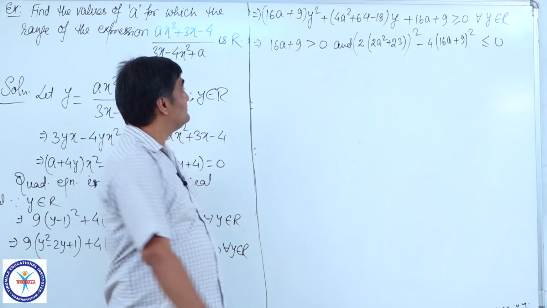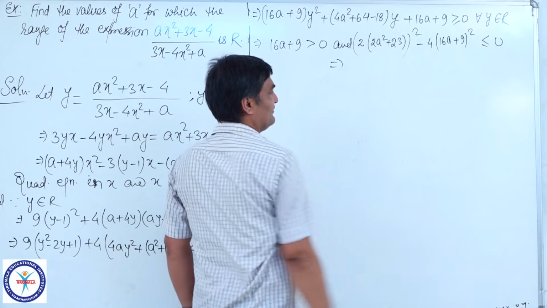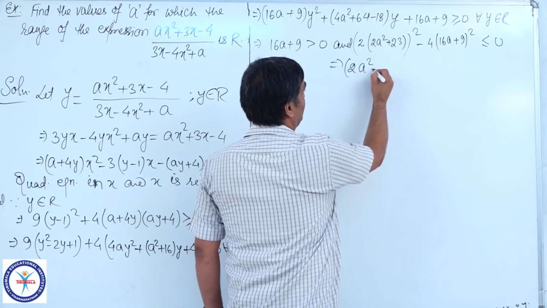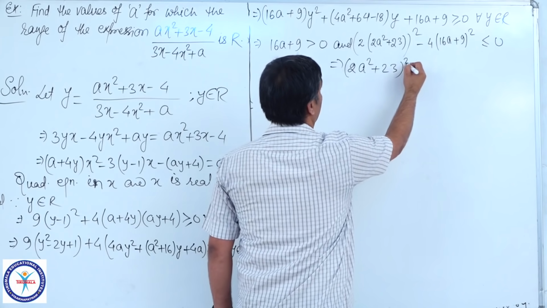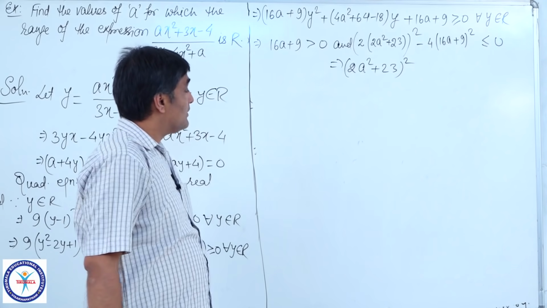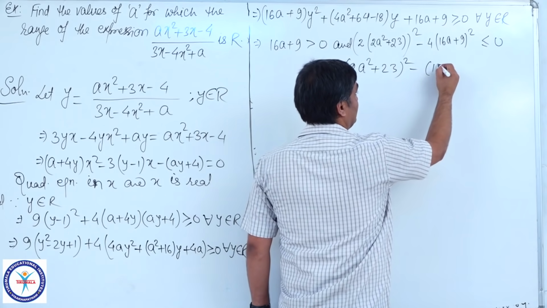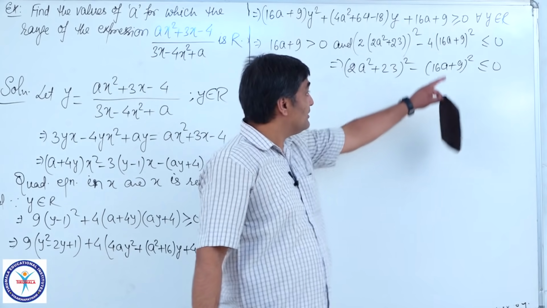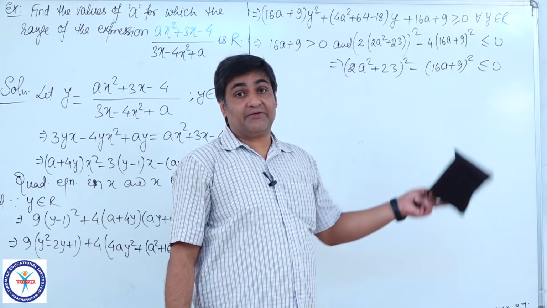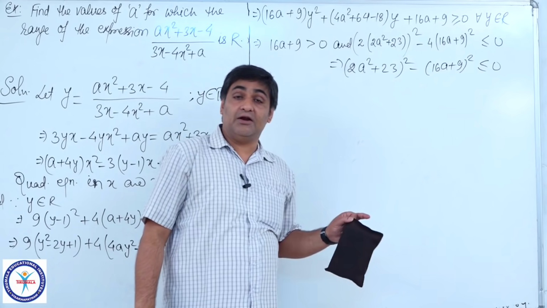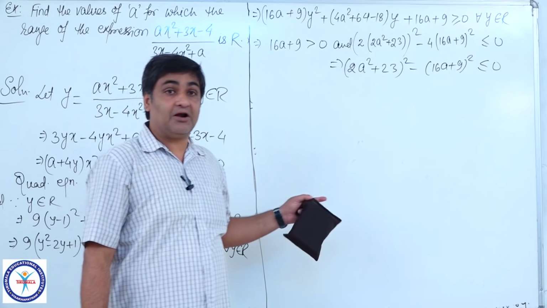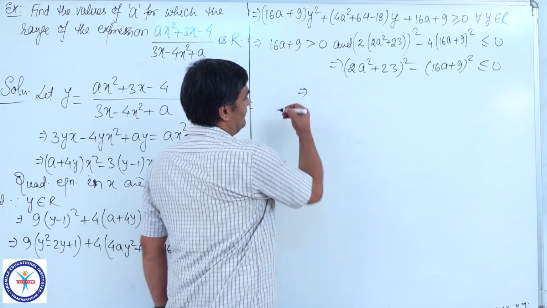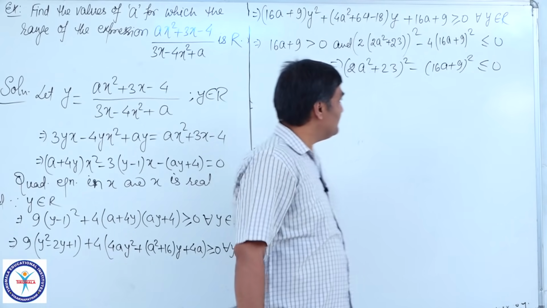Okay. Now 4 we can take common, so it is 2a square plus 23 whole square minus 16a plus 9 whole square less than or equal to 0. Remember, a quadratic expression is always greater than or equal to 0 when the leading coefficient is positive and the discriminant is either less than 0 or equal to 0. Now we can apply a square minus b square.